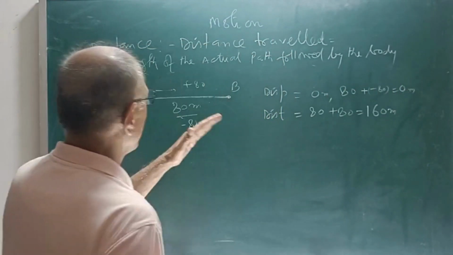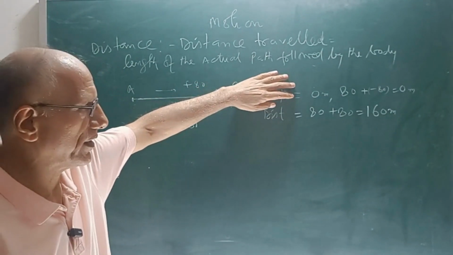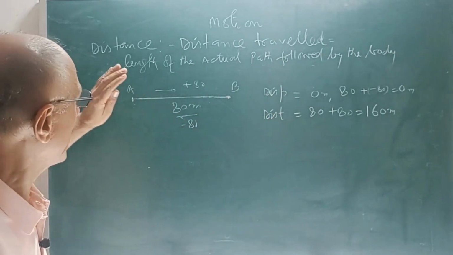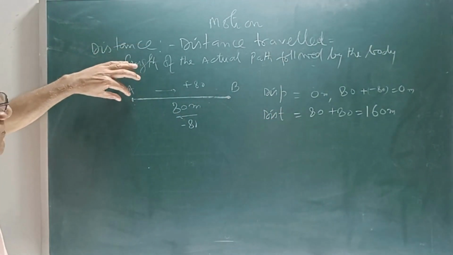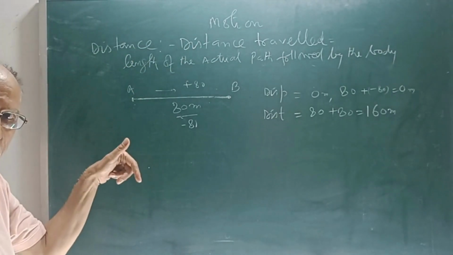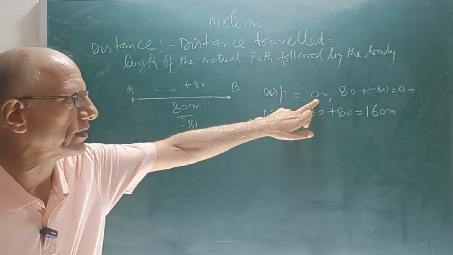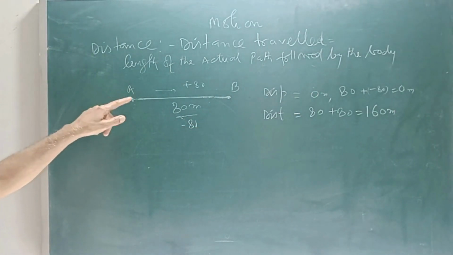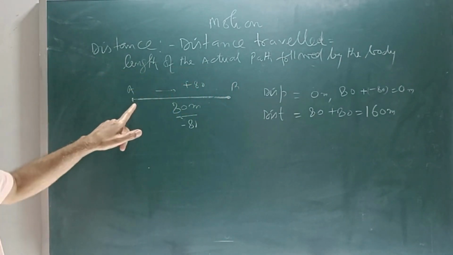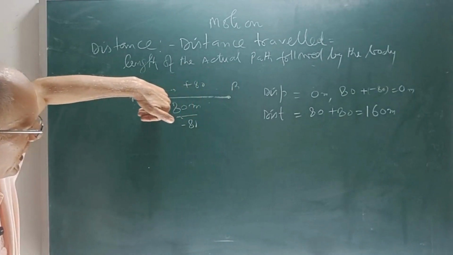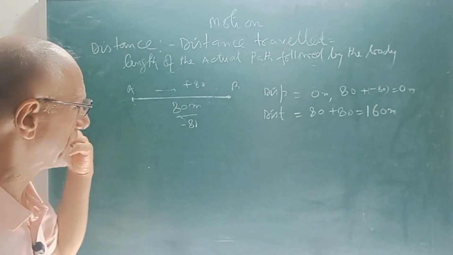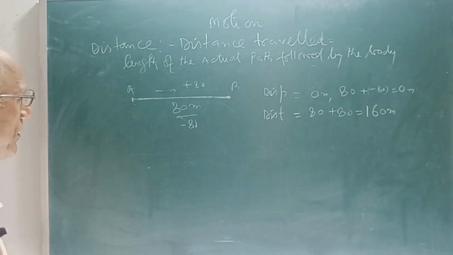And here it is 160 meter. So displacement is a vector quantity, number one. Second, distance is a scalar quantity. By definition, displacement is the change in position. As initial and final position are A, there is no change in position, so it is 0. Whereas the distance is the actual path followed. He followed this path, so it was 80, then again 80. That's why 160 meter.